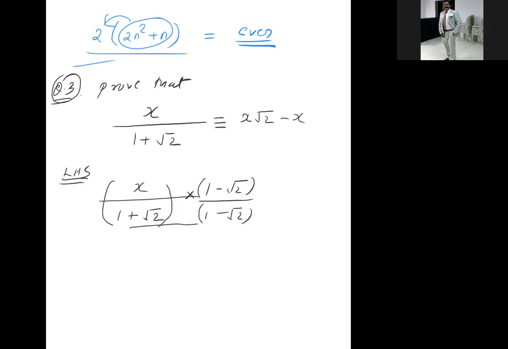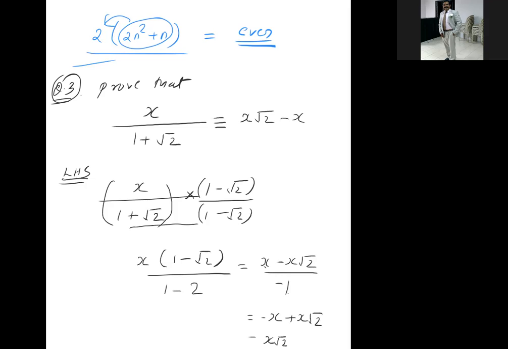So we know that the denominator is in the form a plus b into a minus b. So x into 1 minus root 2. Expand it. So what is the answer? That is basically x minus x root 2, divided by negative 1. So if you are multiplying x by minus 1, it becomes minus x. Minus x by minus 1 is x root 2. So we are getting x root 2 minus x. Correct?